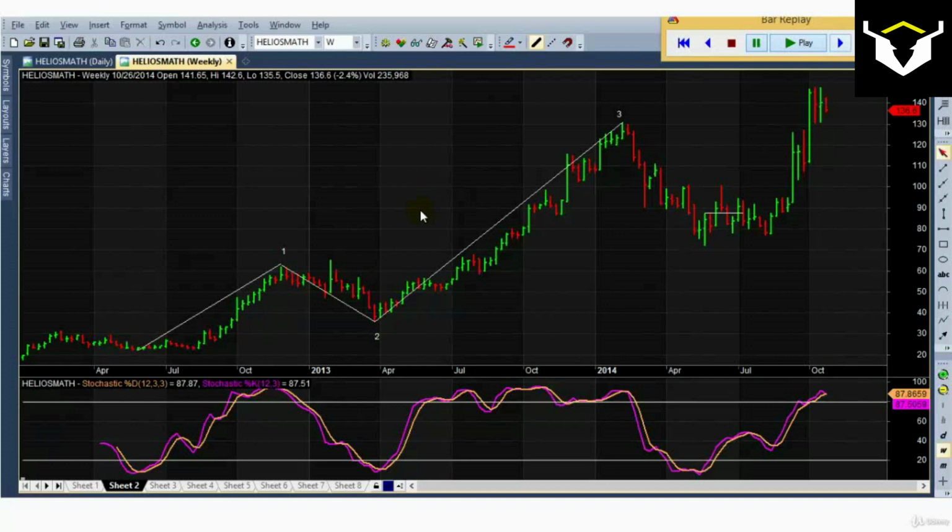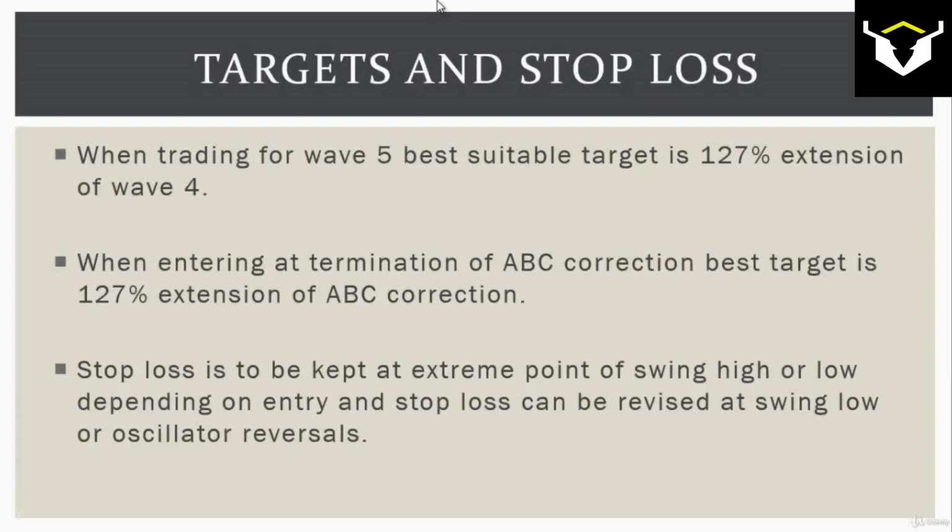Let's go ahead and see how we can use these extensions and ratios in identifying the end level of wave C, that is the end of a correction which is followed by a new trend. Now that we have learned how to find levels where prices will find resistance or support and trends will terminate, next we will learn how to find targets for wave 5 and targets after an ABC correction is complete.